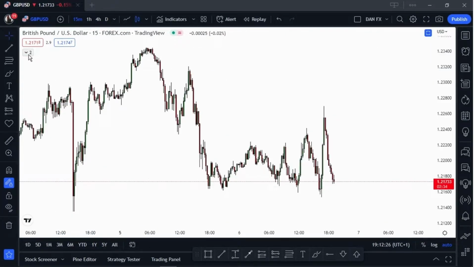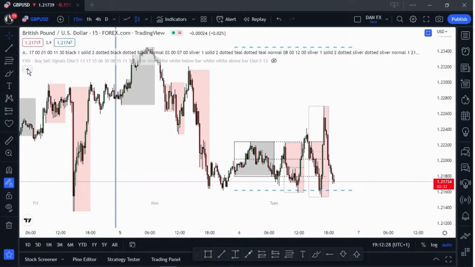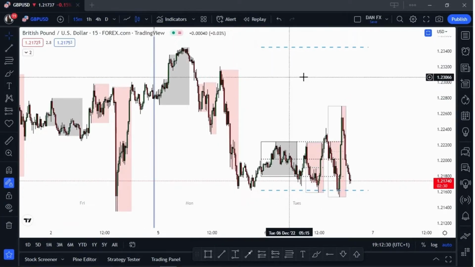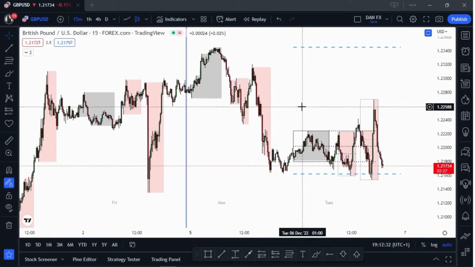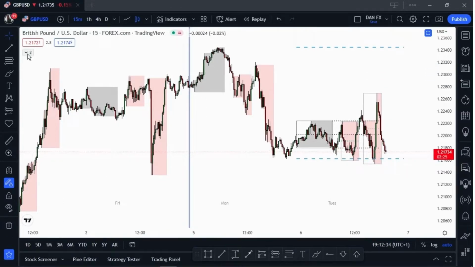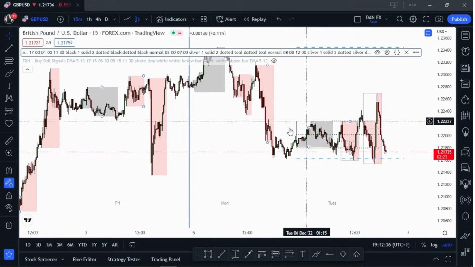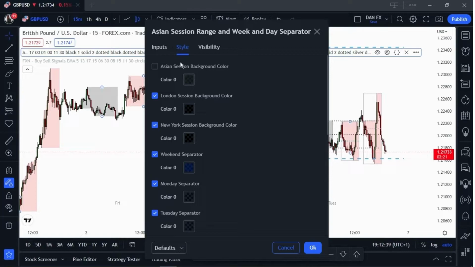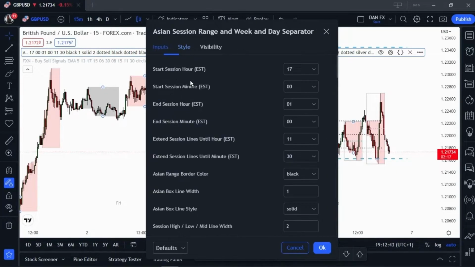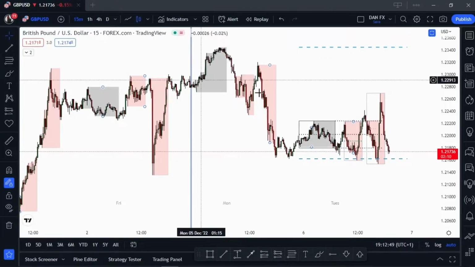So when you add it, I already have it here. I have it customized personally with the colors and stuff. This is not the default color, but you can customize it in the settings. If you go over to settings here, you can customize. You can change the color. You can see New York session background color and stuff like that. You can also change the timing, but leave it at default. Leave the timing at default. All right.